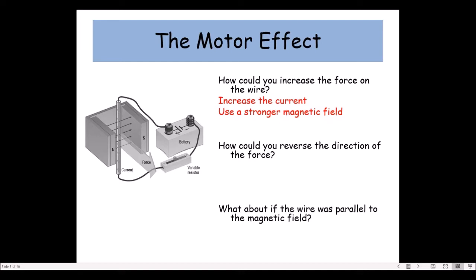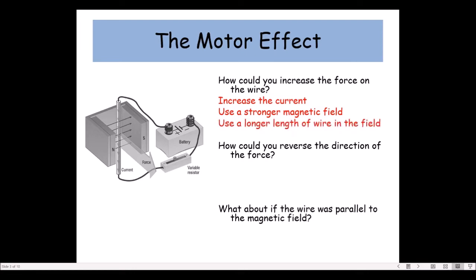You can say a stronger magnet, but don't say a bigger magnet, because some very big magnets are actually really weak and some very small magnets are really strong. So use the term a stronger magnetic field. And finally, we could use a longer length of wire in the field.